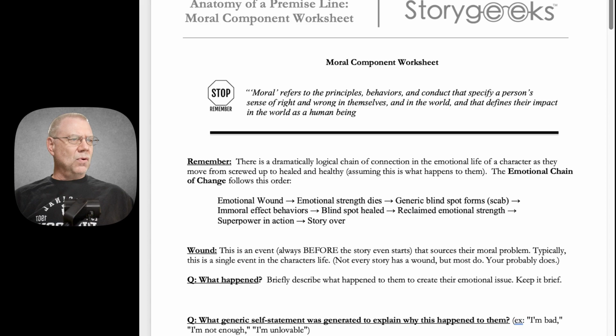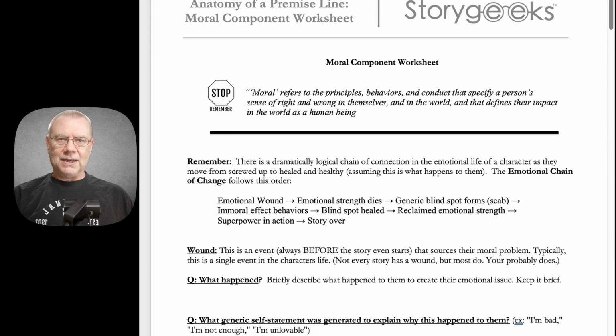This is the moral component worksheet. Now, like I said, if you've already done this and you've been through this routine before, you'll see right off the bat there's a new section at the top of the worksheet: the emotional chain of change. Basically what this is, and this is the new piece we've added in, is what a character arc is.